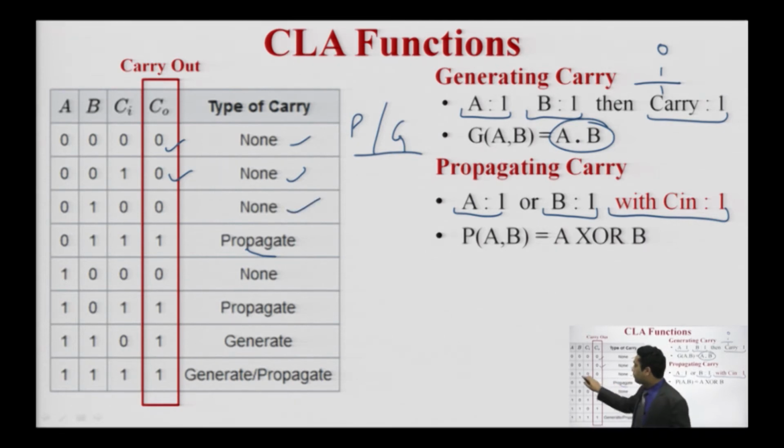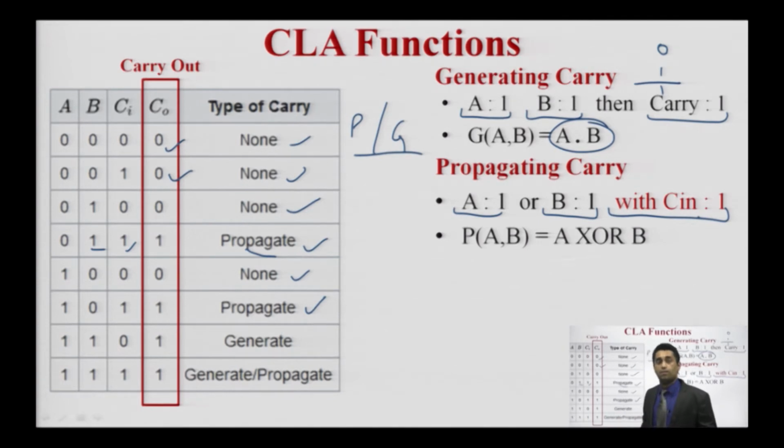Similarly, here this condition is false, so we are saying no generation of carry is there. But when we are saying either A or B is 1, yes, here it is, and input carry is also 1. In this case, the carry propagates. Not a new carry is going to be generated, just an older one is going to propagate to the next cycle. Similarly, when A is 1 and carry is 0, none of the operation is performed among propagation and generation. This case says propagates.